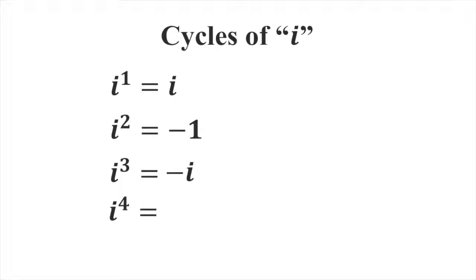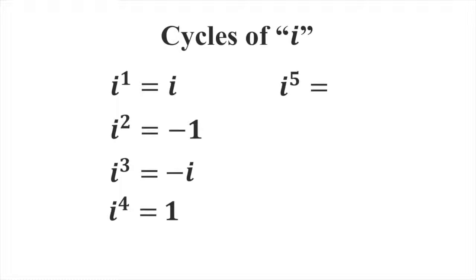And then if we go to i to the fourth power, well, i to the fourth power is the same thing as i squared times i squared. Remember, with our exponents, when we multiply the two together, we add the exponents. So i squared times i squared, we've got -1 times -1. Well, -1 times -1 is a positive 1. Okay, so these are the 4 cycles here.